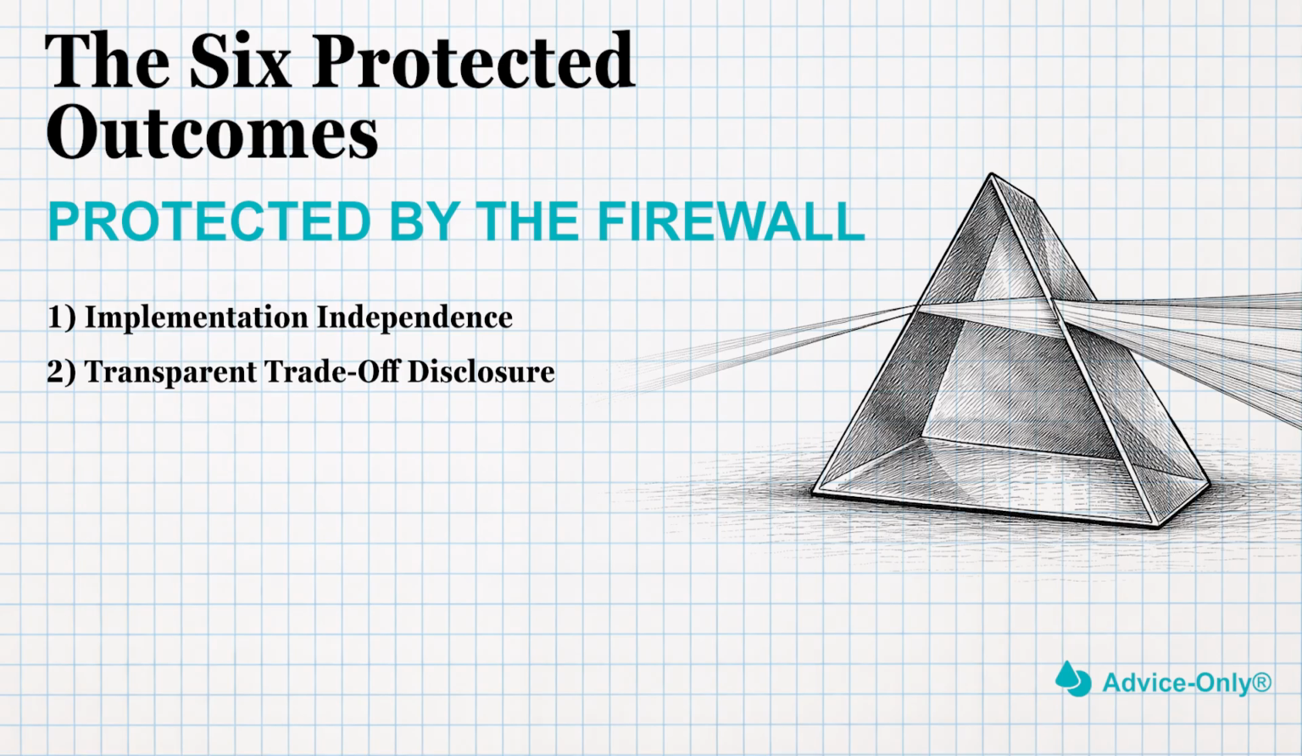In an asset-based model, there is pressure to keep money invested. Under the firewall, there is no such pressure. The advisor can say, "Here is what you gain, here is what you give up," and mean it. The advisor can fully explain the pros and cons without concern for revenue impact.